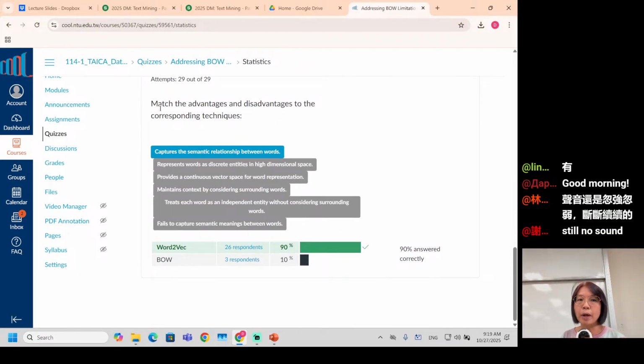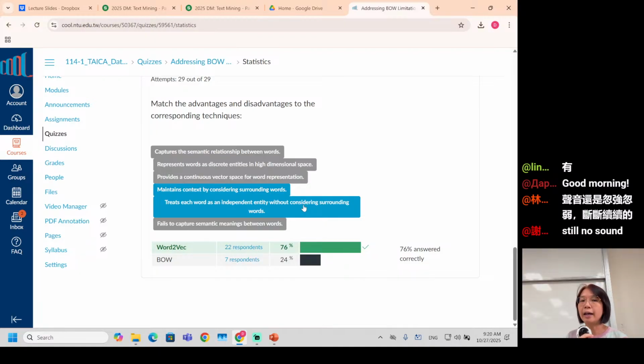Okay, so next, match the advantage and the disadvantage. Capture the semantic relationship between words, that is for Word2Vec. Represent the word as a discrete entity in high dimensional space, that is TF-IDF, bag of words. Provide a continuous vector space for word representation, that is Word2Vec. Maintain context by considering the surrounding words, that is Word2Vec. The reason we have this practice is that you really need to remember it.